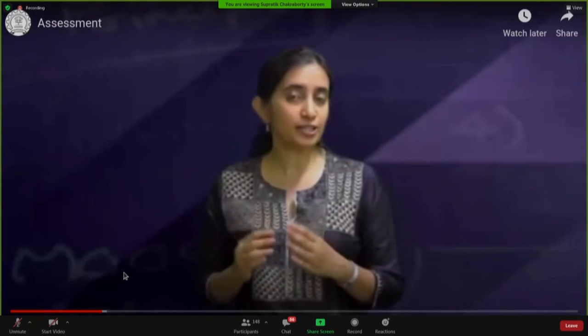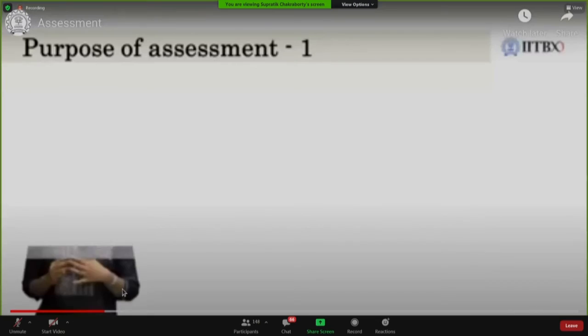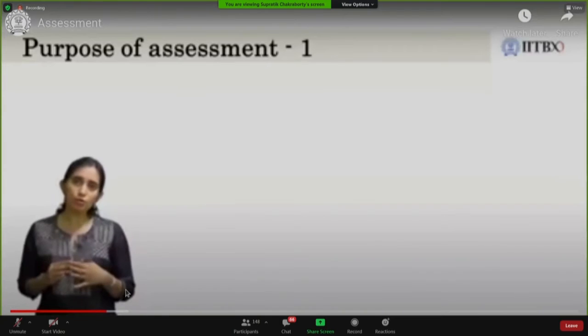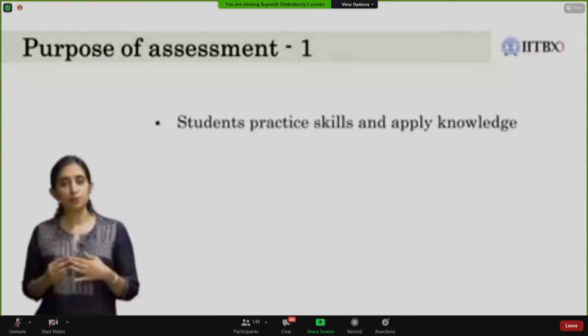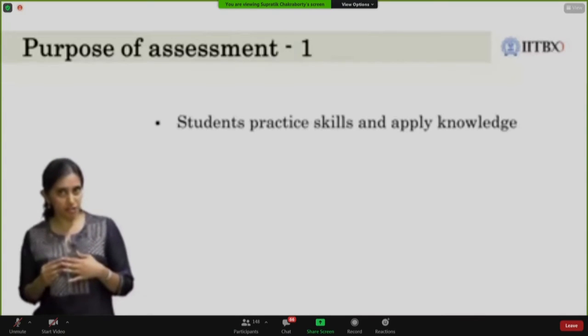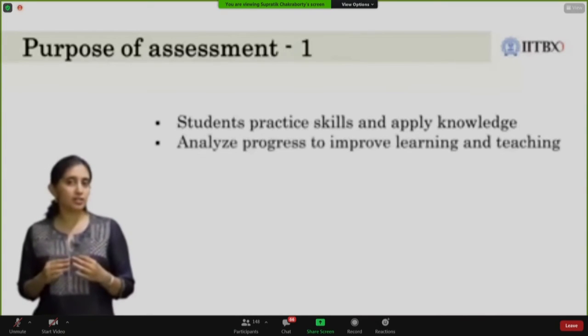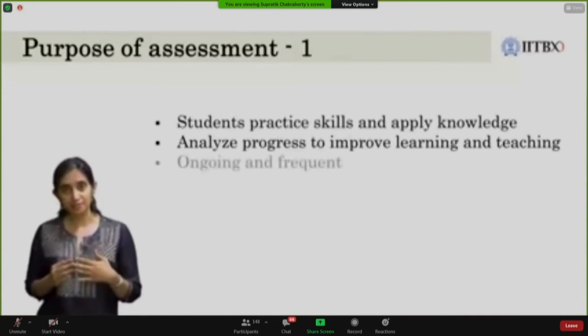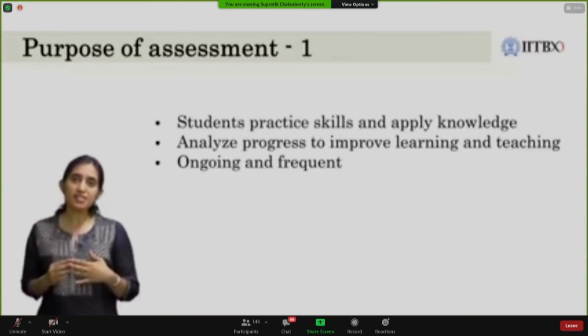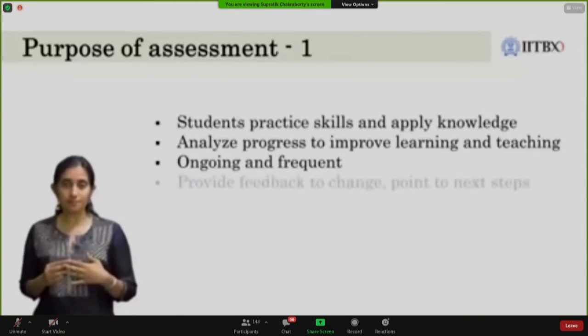2 minutes again and reflect on the purpose of assessment. As instructors, one goal of conducting assessment is for students to practice their skills and apply their knowledge so that we can continuously analyze their progress, and this can be used to improve learning as well as improve teaching. Such assessment is ongoing and frequent.